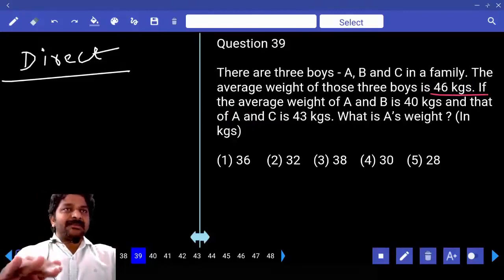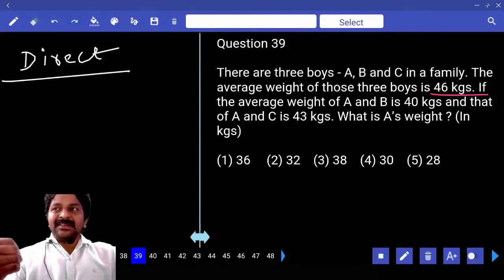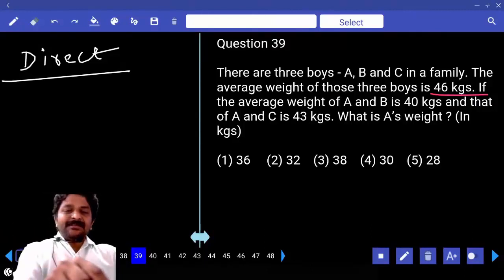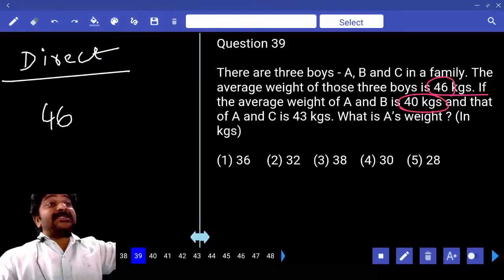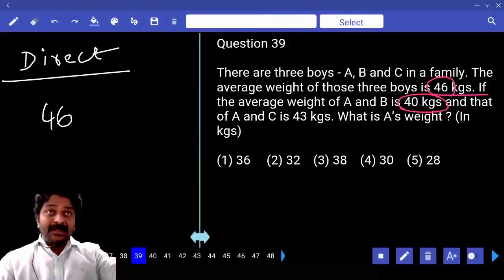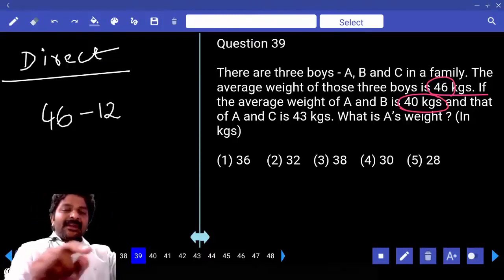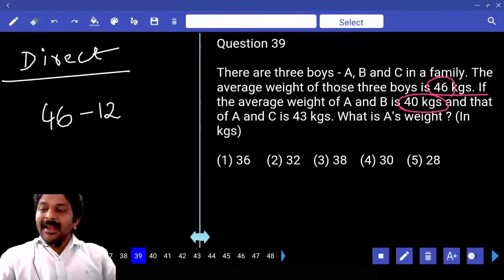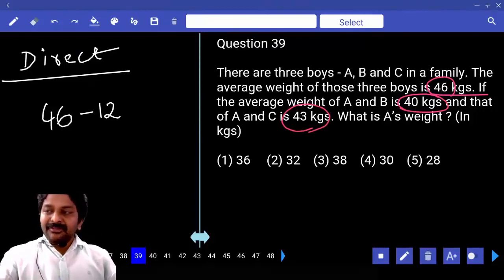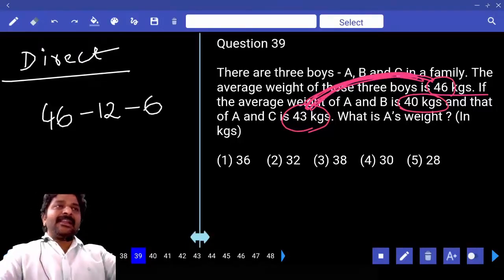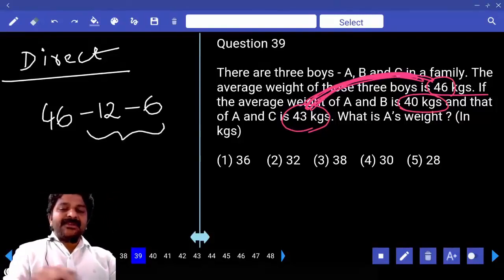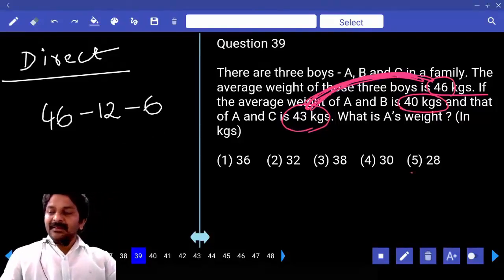What is the average of all 3 members given? According to the equality concept, I will start with everybody's weight as 46. Now, the AB average is 40, which is less than the actual average. How much less, for how many people? That is 6 into 2, 12 less only. Direct effect, minus 12. And the average of A and C is 43. With respect to the original average, 43 is 3 less. How many people are there? That is 6 less only. Direct effect will subtract. So from 46, how much do we have to subtract? 18. So the answer is 28.